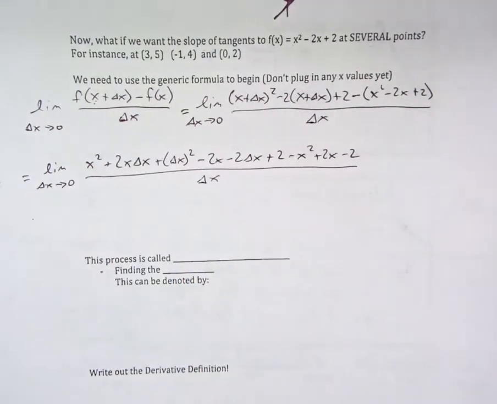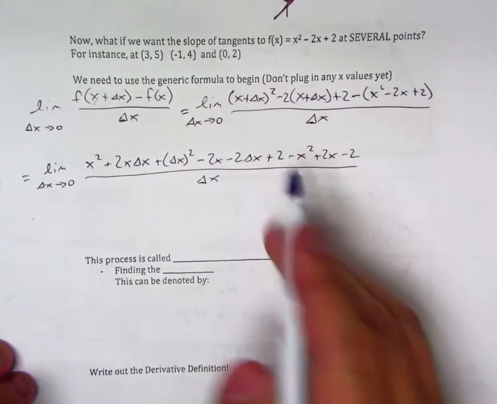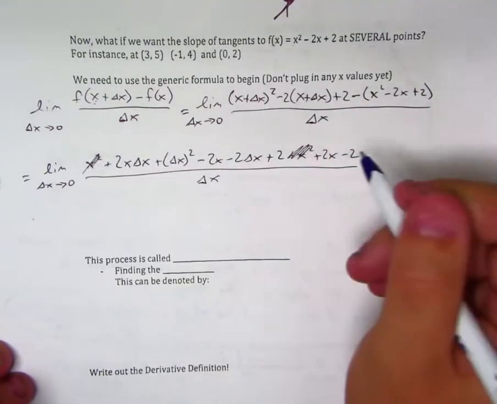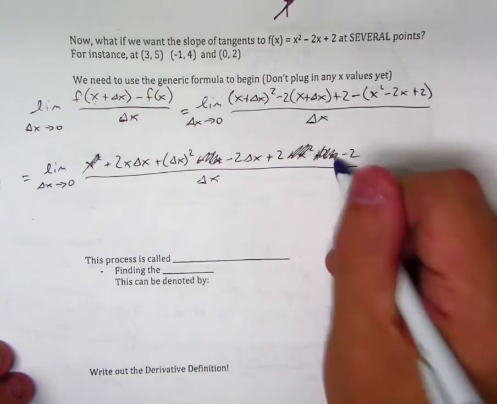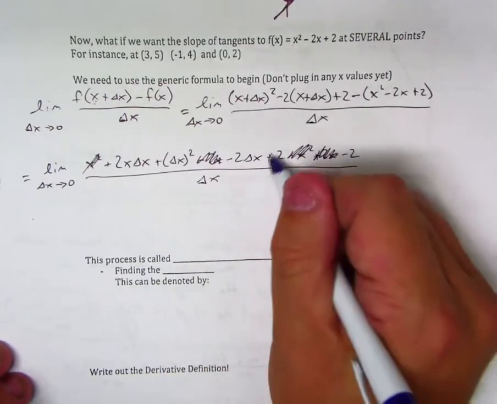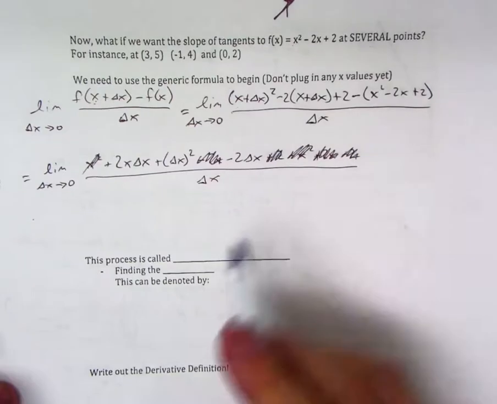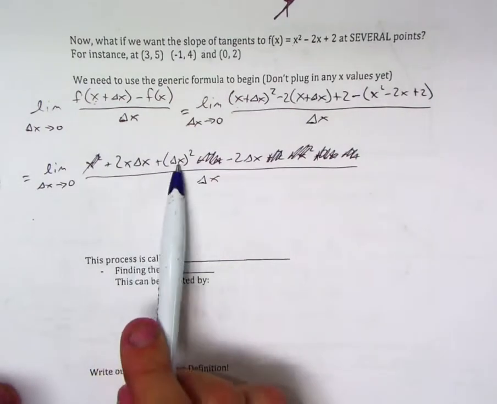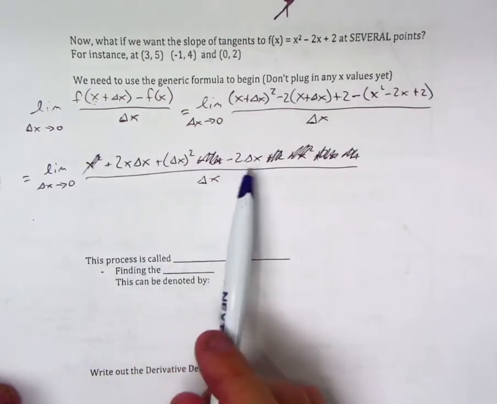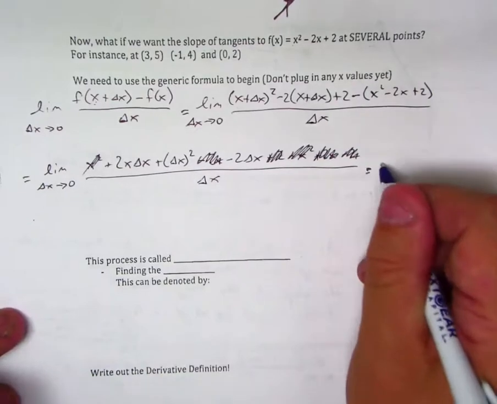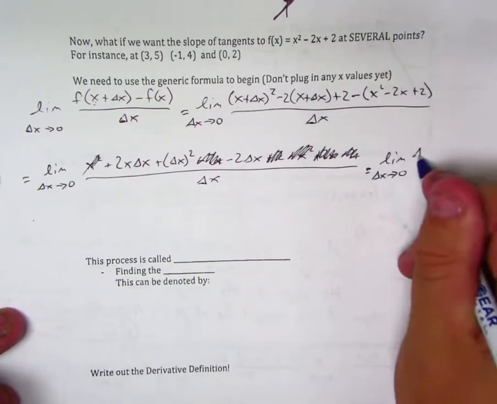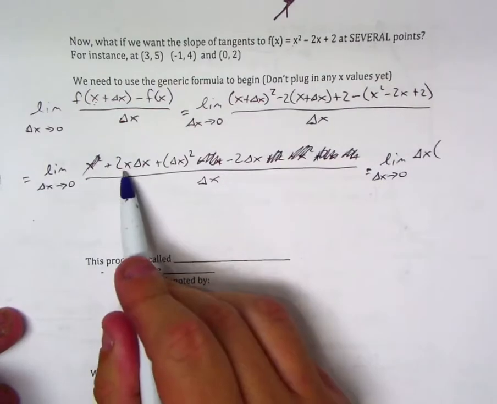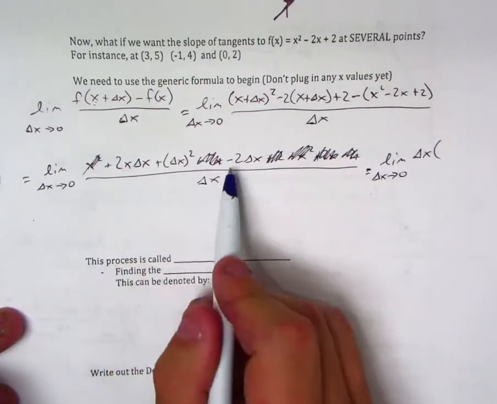All right, now the fun part. You're going to start to see a lot of stuff cancel out at this point. Notice you have an x squared minus x squared. They cancel. You have a negative 2x and a positive 2x. They cancel. You have a positive 2 and a negative 2. They cancel. And so what you're left with, notice in the numerator, every term has a delta x left, which means we can factor delta x out. So we have the limit as delta x approaches 0, we're going to factor delta x out. And so we have 2x plus delta x minus 2.